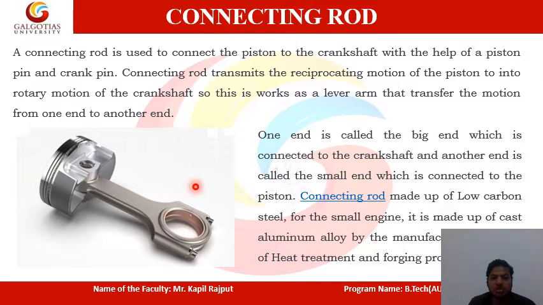The connecting rod transmits the reciprocating motion of the piston into the rotary motion of the crankshaft. So this works as a lever arm that transfers the motion from one end to the other.